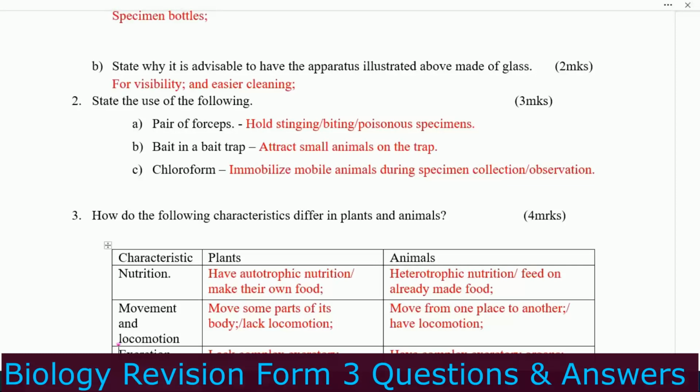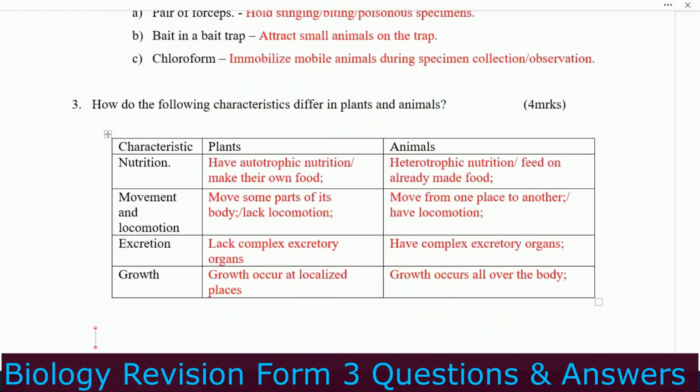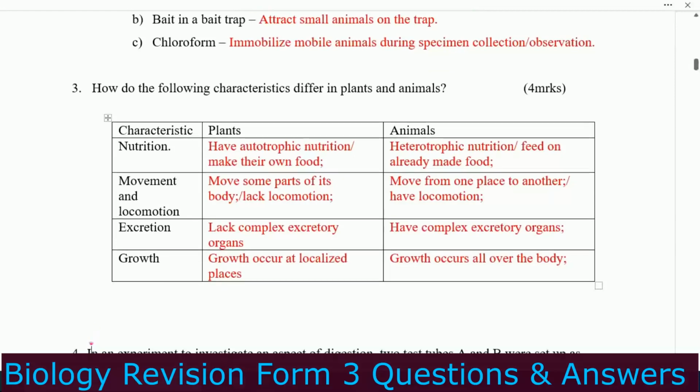Number 2, state the use of the following: a pair of forceps, for holding stinging or biting or poisonous specimens. Number 2, built-in belt trap. That one is to attract small animals into the trap. Number C, chloroform, to immobilize mobile animals during specimen collection or observation.